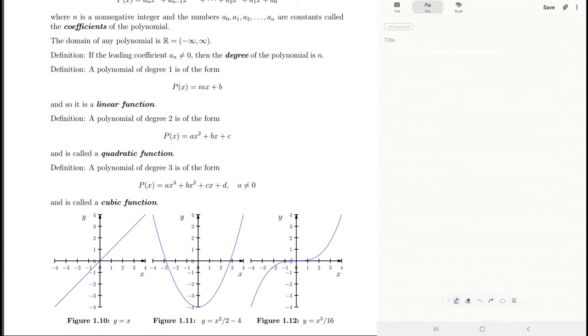So it will start in the third quadrant and then end in the first quadrant, and other cubic functions may start in the second quadrant and then end in the fourth quadrant.